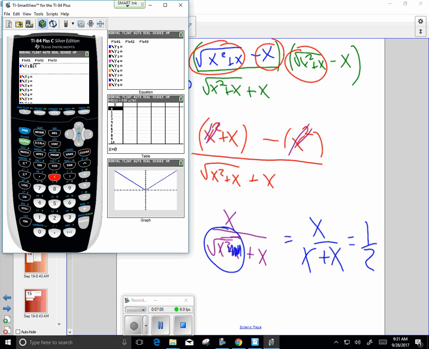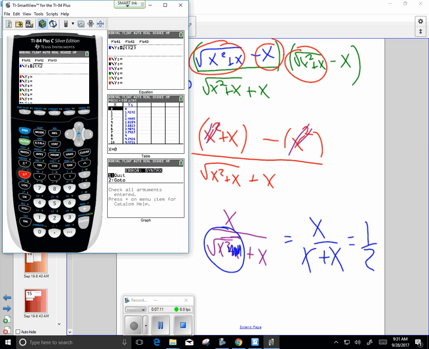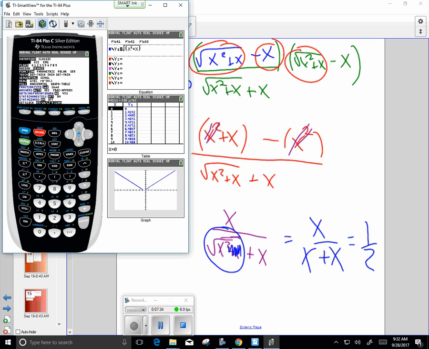Parenthesis x squared plus x parenthesis. All right, maybe yours didn't need it, mine did. And then I have, was that minus x? Minus x.